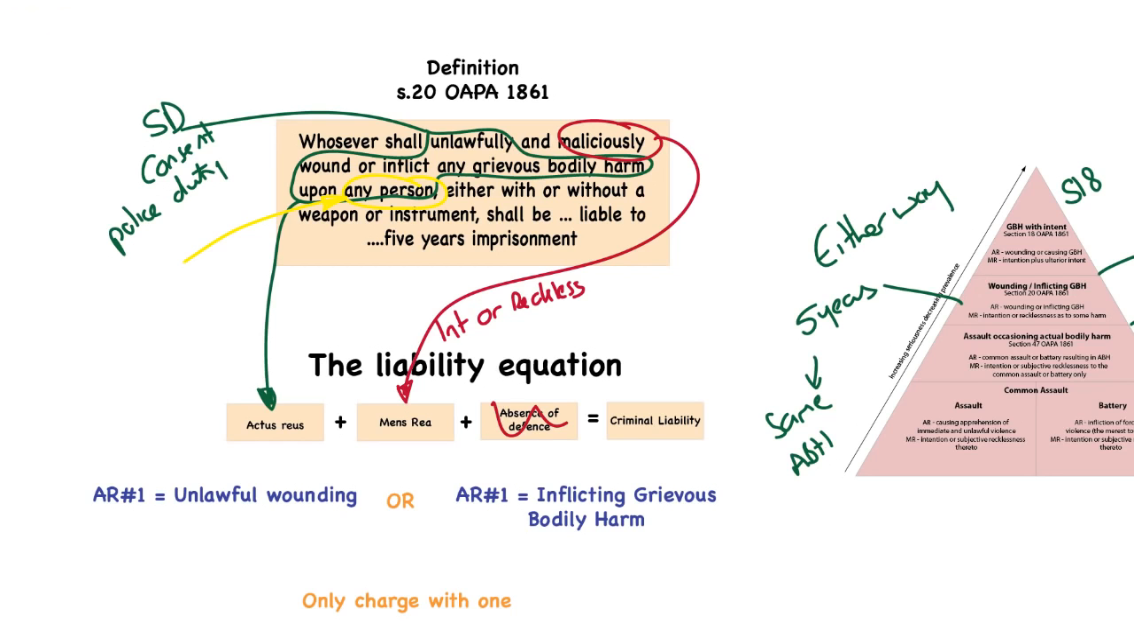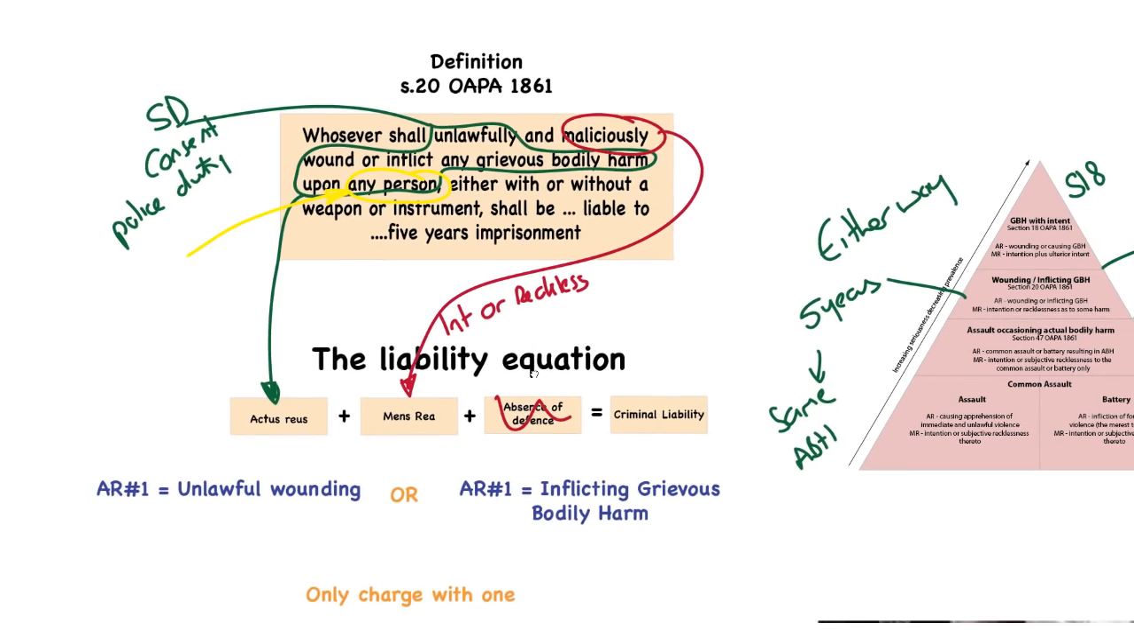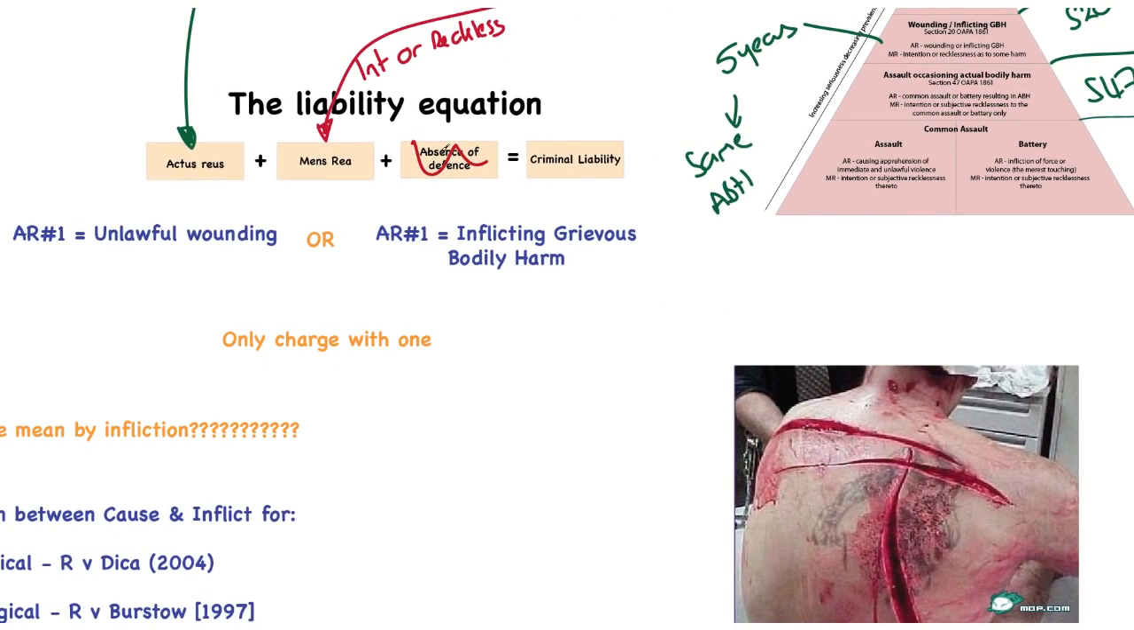Alright, so let's look now at the individual parts of the actus reus. We have two main elements. We have either unlawful wounding, or we have the infliction of grievous bodily harm. Now, the defendant is charged with one or the other. If he's done them both, then the prosecution must choose which one he is going to be charged with. Okay? Now, there may be crossover, and I'll talk about that in a short while.